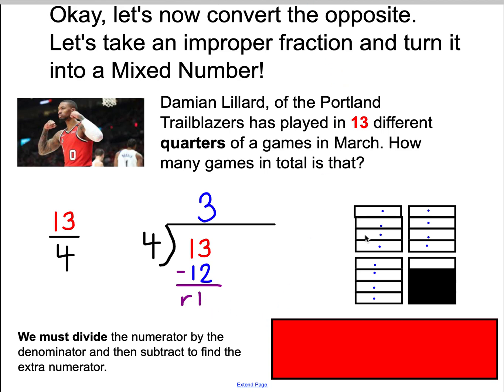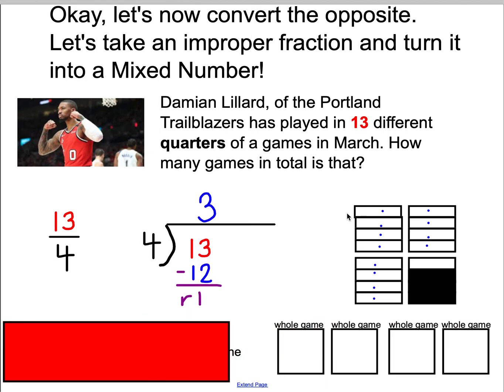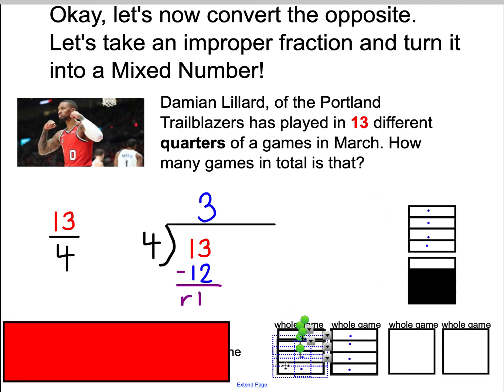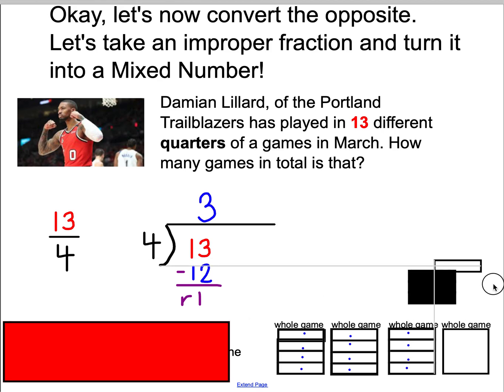So what did Damian play? Well, in order to do that, we'll move it over, and he played in these games, and I'm just going to quickly move these over just for time. And let's see if I can do this. All right, so there's 2 games. That's 8 quarters. That's 3 games. That's 12. But then we have this remainder. This last one.